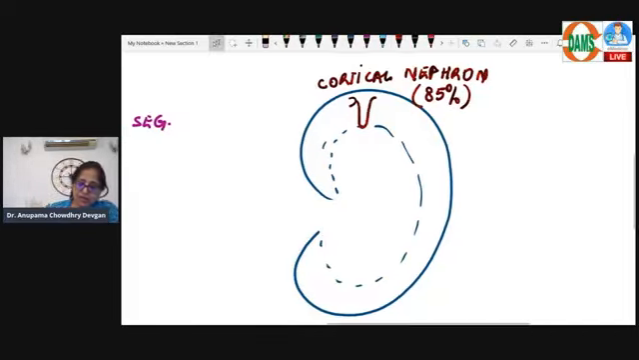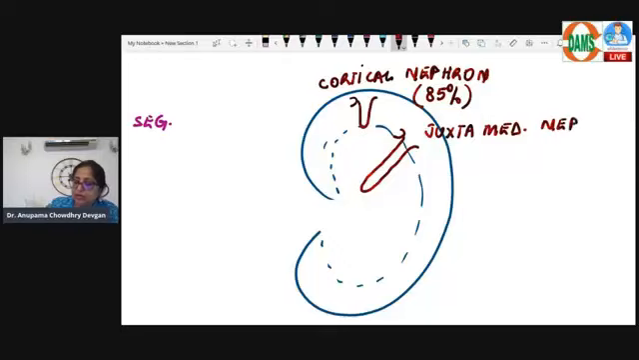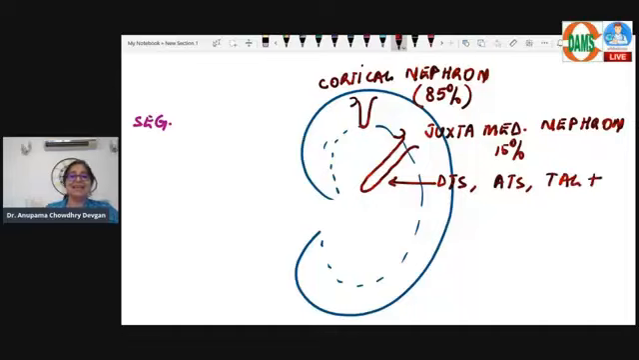Then the second one that you have is what is known as the juxtamedullary nephron. These are just 15% of the total. The glomerulus lies in the cortex, but the loop of Henle lies in the medulla. And this loop of Henle has thin and thick limbs. It has the descending thin segment, the ascending thin segment, and the thick ascending limb. This is in the juxtamedullary nephron.